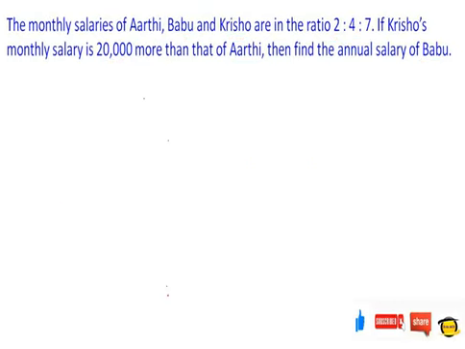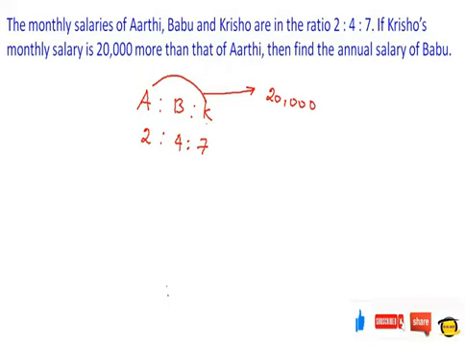The same question can also be done with less number of steps and by saving a lot of time. So let's try that way. The ratio between the salaries of RT, Babu and Krisho is given as 2:4:7, right? And also they have given information about the salary difference between RT and Krisho, which is equivalent to 20,000, right? Now let's find out the same salary difference between RT and Krisho in terms of the ratio parts.